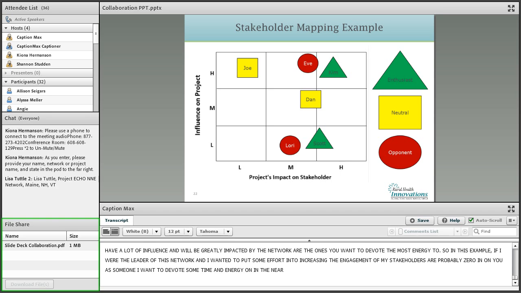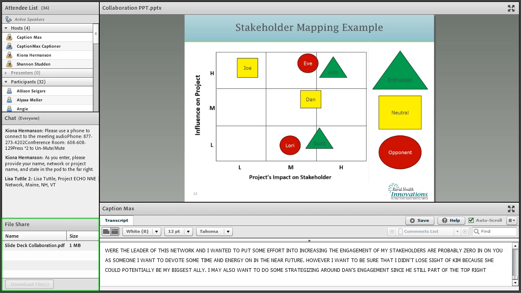Let's look at an example. So this is a really simplistic example of what a stakeholder map could look like. This is what I used. I pulled a really small hypothetical network just for simplicity's sake.